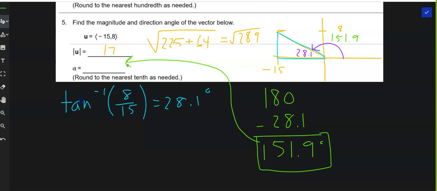The picture helps me identify which quadrant I'm in. We talked about what happens if you're in quadrant 3. Then you would take the 28.1 and add it to 180. What happens if I'm in quadrant 4? I would take 28.1 and subtract from 360. Look at the picture to help you know what to do with the 28.1. If you're in quadrant 1, you don't have to do anything. 28.1 will work.